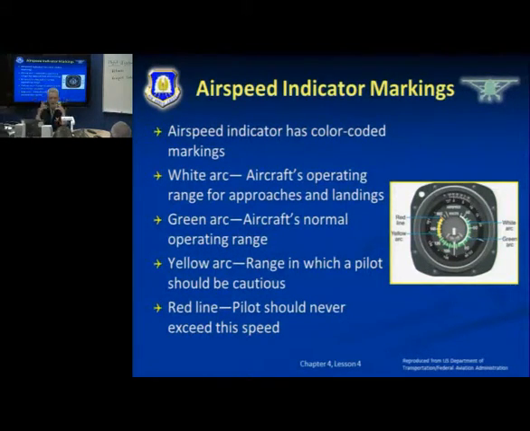But if you have an impact against the ground or a mountain, that pointer will actually mar the green arc, and there'll be a scratch there. So you as an investigator could pull this up without a pointer or anything and pretty much tell how fast the aircraft was going at impact.